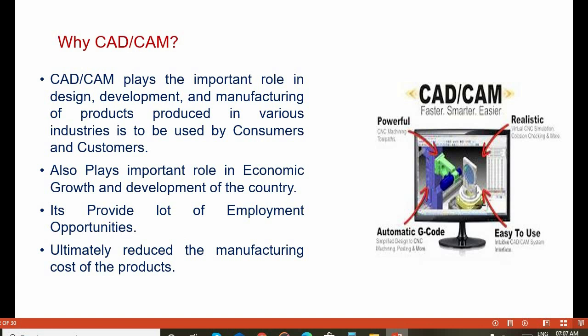Why should we study CAD/CAM? What is the reason to study CAD/CAM? In general, CAD/CAM plays an important role in the design, development and manufacturing of various products produced in various industries, to be used by consumers and customers. It also plays an important role in the economic growth and development of the country. It provides a lot of employment opportunities in various industrial sectors. Ultimately, it reduces the manufacturing cost of the products.